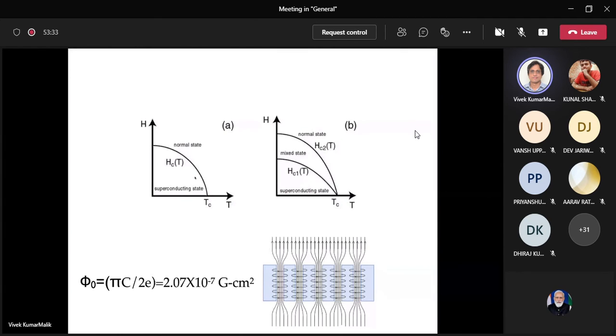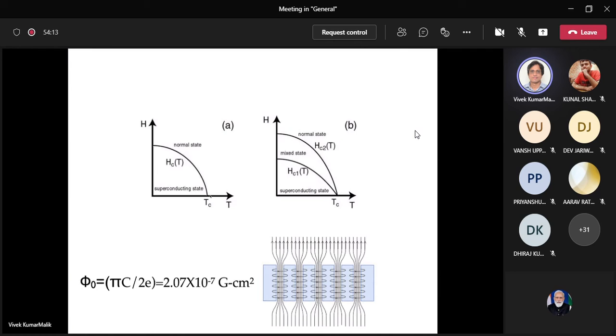And this critical field changes with the temperature. Around Tc, it is very small. That means even if you apply a very small magnetic field, your superconductor would change into the normal state. But if you go well below the critical temperature, then this Hc value keeps increasing. That means you have to apply a high magnetic field. For these normal type 1 superconductors, the Hc values are really small, and that makes them really useless, because whatever magnetic field you generate, a very small field can lead to the normal state. So that means no use.